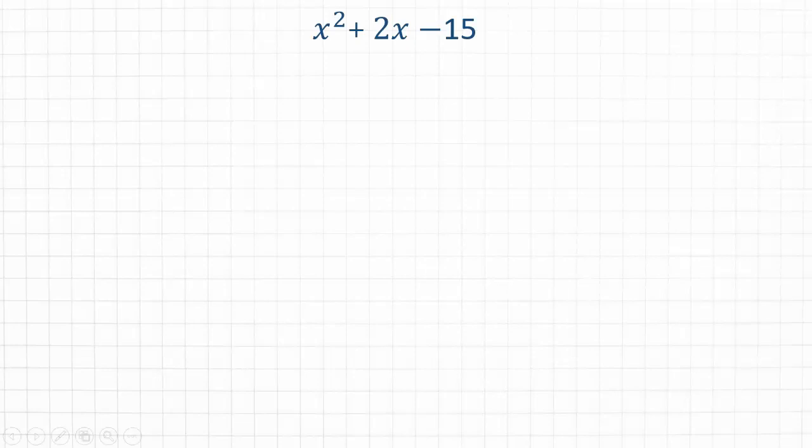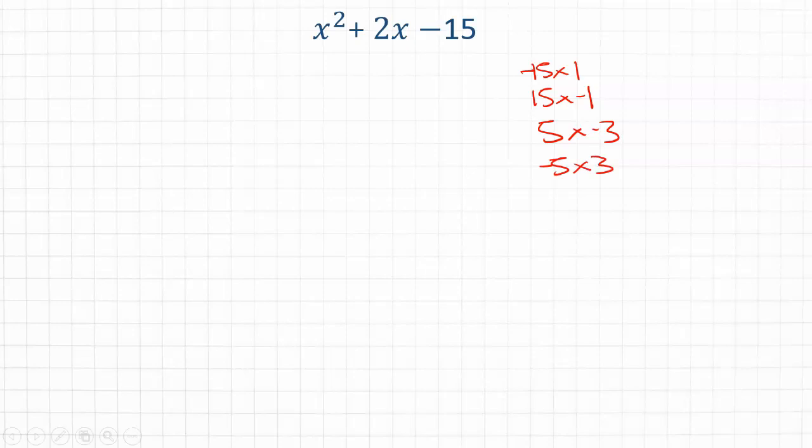So we're looking for a pair of numbers which multiply to minus 15. I will write out the pairs of numbers that multiply to minus 15. Minus 15 and 1, 15 and minus 1, 5 and minus 3, and minus 5 and 3. Now we must decide which pair it is.